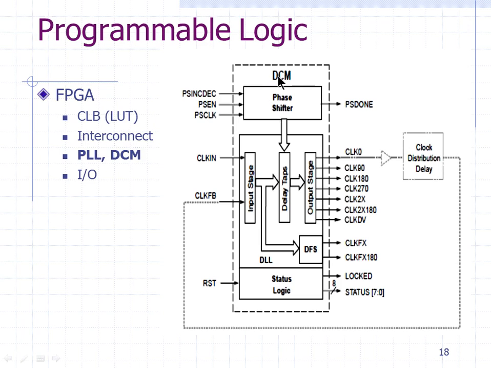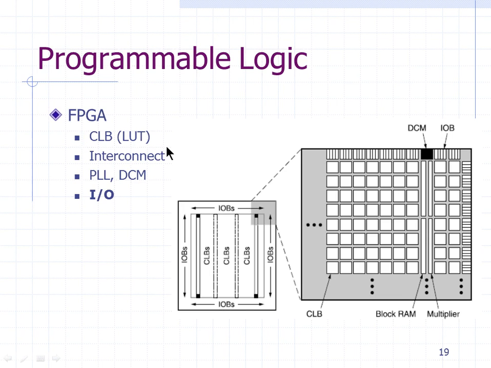We have something called DCMs, Digital Clock Managers, inside the FPGA, where you can build your own clocks for your design. And there are programmable input-output pins or input-output blocks on all the four sides of the FPGA. So you can use whichever pin you want. You can program it as input or output pin and use it as per your requirement. Inside the FPGA, there are block RAMs and there are certain specialized components which are available.